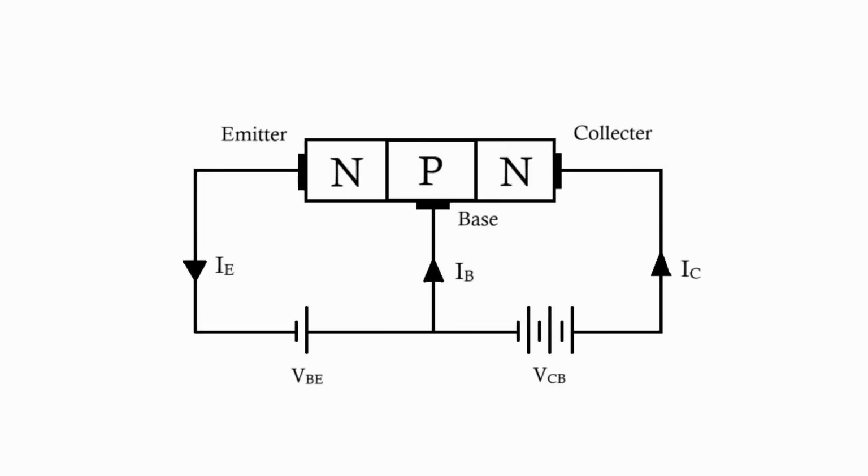Now here's how it works. The base is the control terminal of the transistor. A small current flowing into the base, we will call this IB or base current, allows a much larger current to flow from the emitter to the collector. This is the IC or collector current.